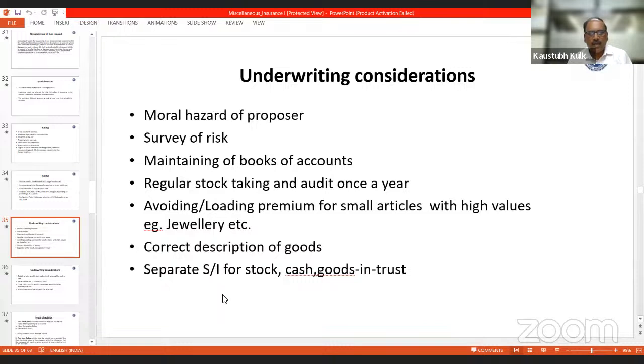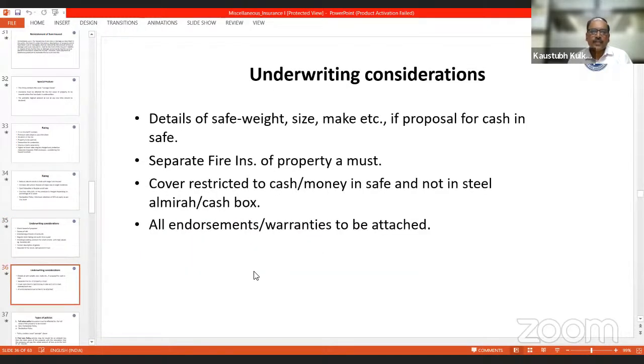So in our burglary policy proposal form, the insured has to mention separate sum insured for stock, stock held in trust, the cash, furniture, fixture, fitting, the building portion. So a separate sum insured is a very important underwriting consideration for burglary policy. Details of safe, its weight, size, make, etc. These are important underwriting considerations if the proposal is for cash in safe.